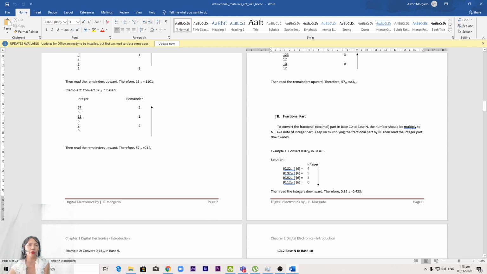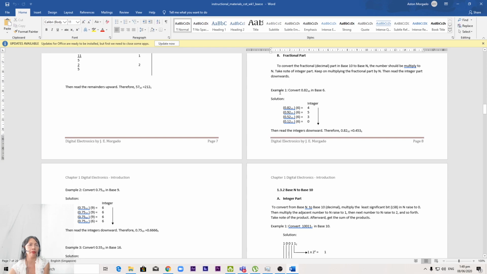So let's proceed with the fractional part or the decimal part. To convert the fractional part in base 10 to base n, the number should be multiplied by n. Take note of the integer part. Keep on multiplying the fractional part by n, then read the integer part downward. So example here, convert 0.82 base 10 to base 6. So what will you do? Instead of dividing, we multiply it by the base number we'd like it to be converted to.